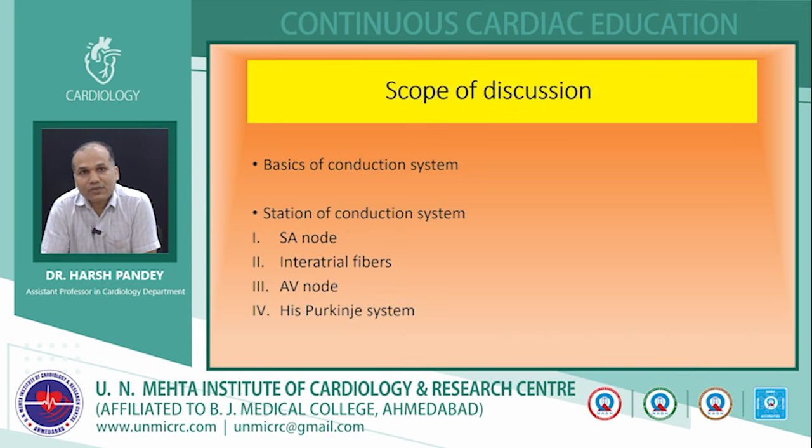So the scope of discussion will be, we will first discuss the basics of the conduction system. Subsequently, we will go one by one to the different stations of the conduction system: the SA node, intra-atrial fibers, AV node, and then the His-Purkinje system. The last part of this lecture, the His-Purkinje system, I will discuss in a separate series.